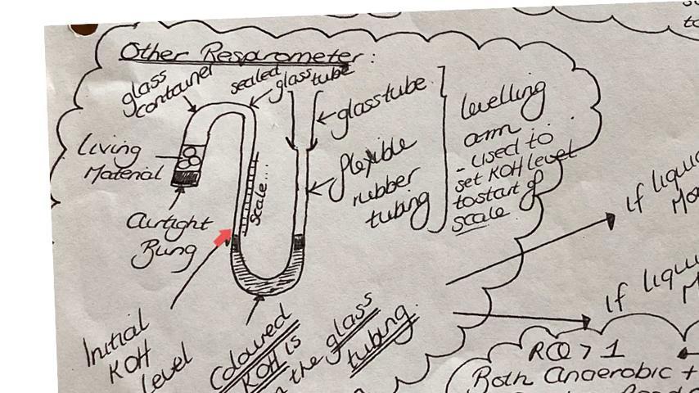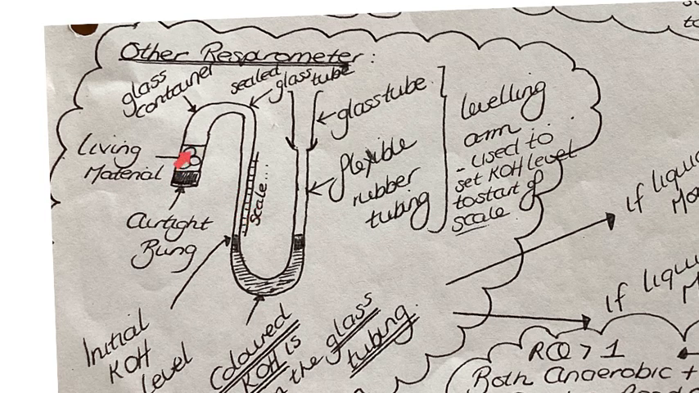In the bottom of this, in the U bit here, we've actually got potassium hydroxide, which has been coloured. And then we have a scale here. If we think about this, as the peas respire, they will take oxygen out of this air, which will cause that coloured potassium hydroxide to move up here, and you can tell the distance by using the scale.